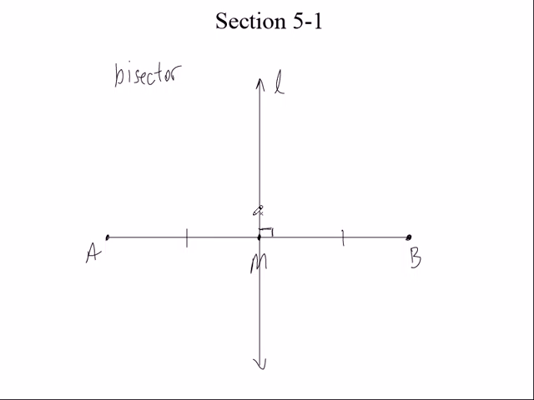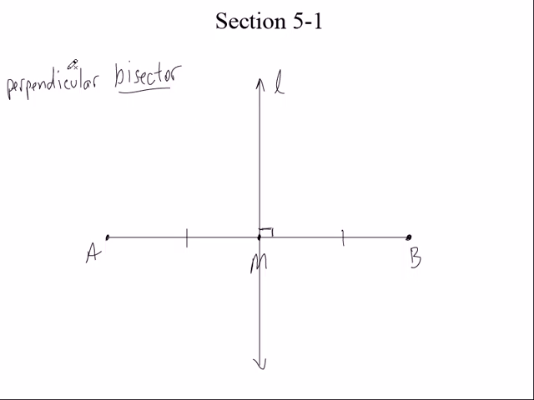Everybody got that? So this is two things now, isn't it? This line L, what's it doing? It's hitting the midpoint, so it's a what? It's a bisector. And it also hits it at a right angle, so it's a what? It's perpendicular. So we call this a perpendicular bisector. Very good. So it does two things, doesn't it? It's perpendicular, and it bisects that line segment. That's what we're going to work with today, okay? A perpendicular bisector. Does it make sense?